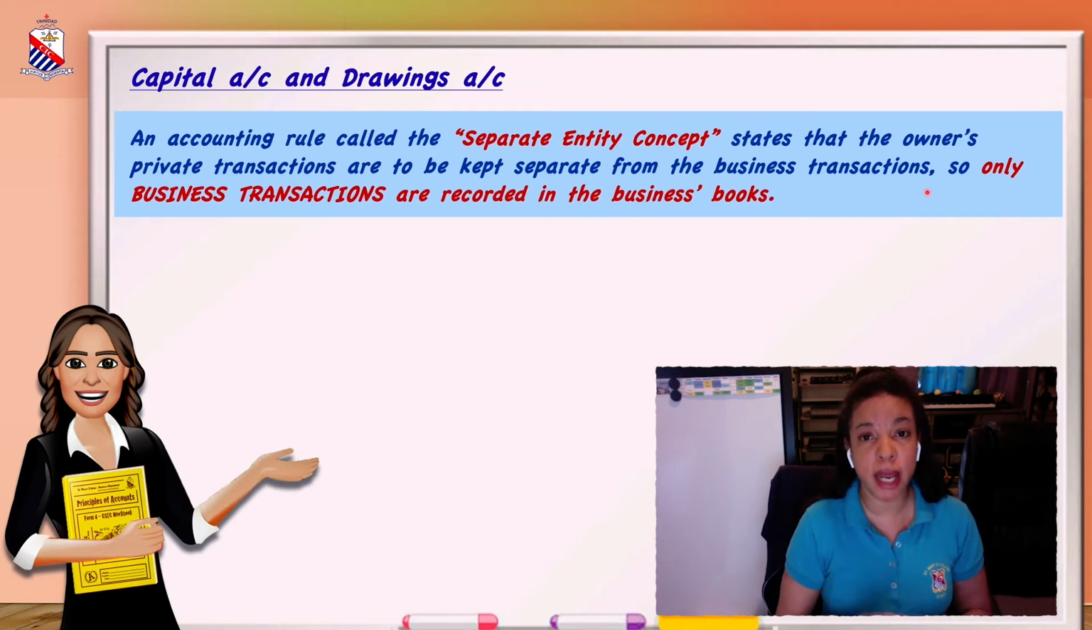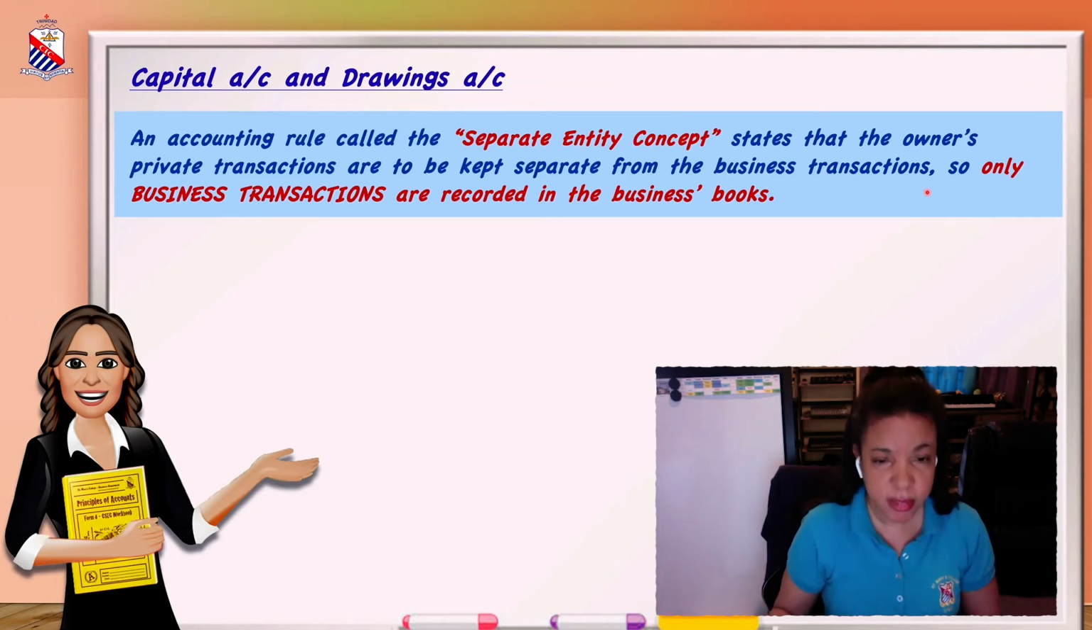But the first rule that I'm officially going to introduce you to is called the separate entity concept, also known as the business entity concept, which basically states that the owner's private transactions are to be kept separate from the business transactions. So only business transactions are recorded in the business books. We are not going to record the owner's private affairs unless they affect the business directly.